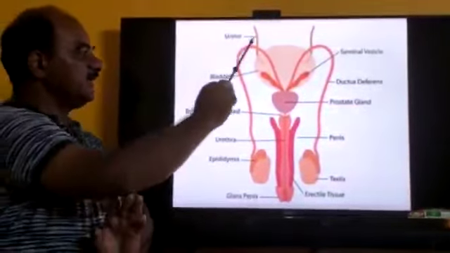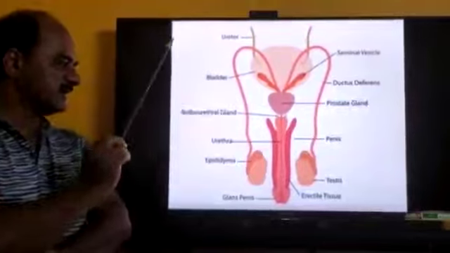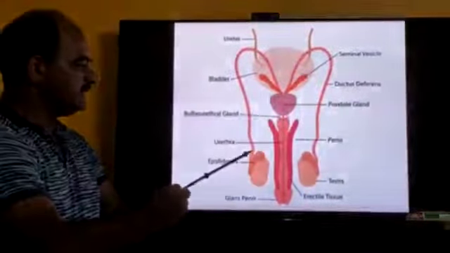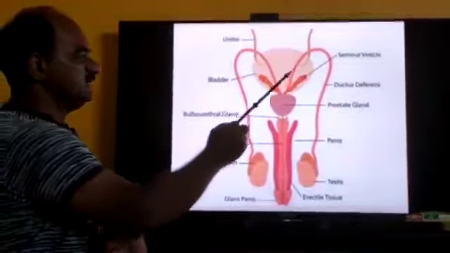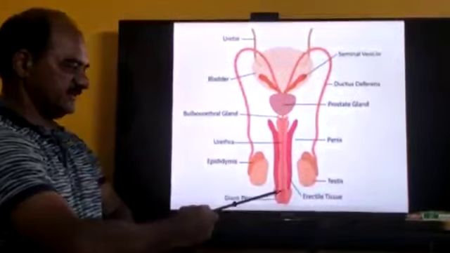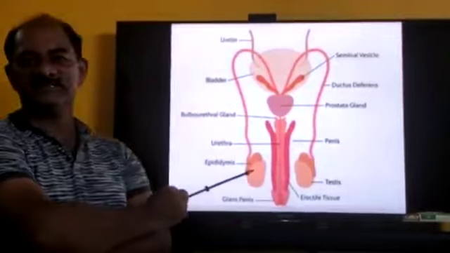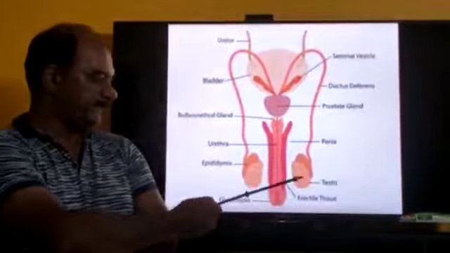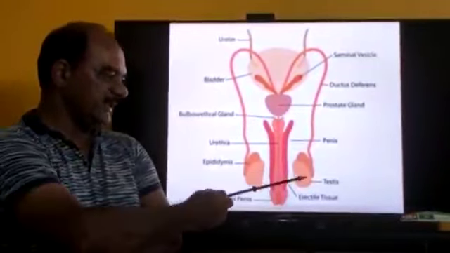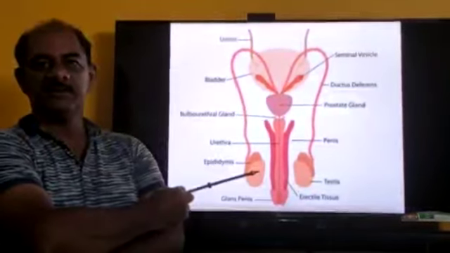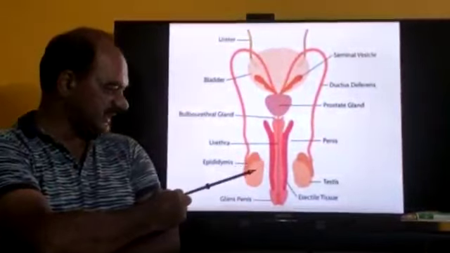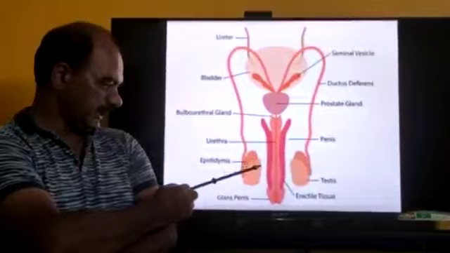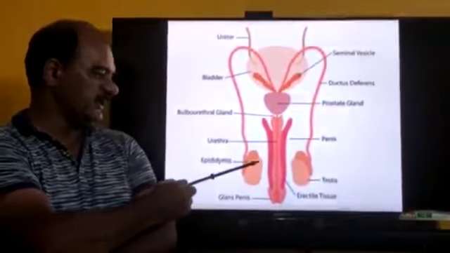Then the internal genital organs of the male reproductive system consist of the testes and then the duct system. The first one is the testis. The testis is a small, oval, paired structure, pinkish in color, 5 centimeters in length, 3 centimeters in width, and 2.5 to 3 centimeters in thickness.